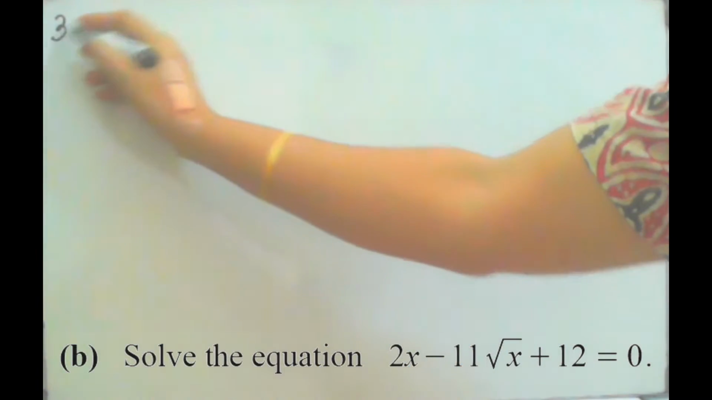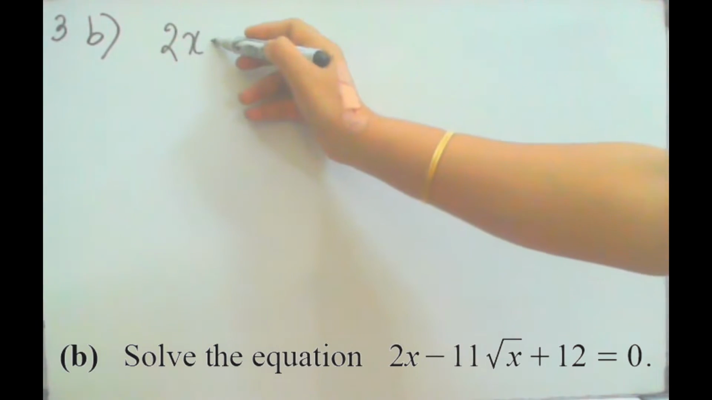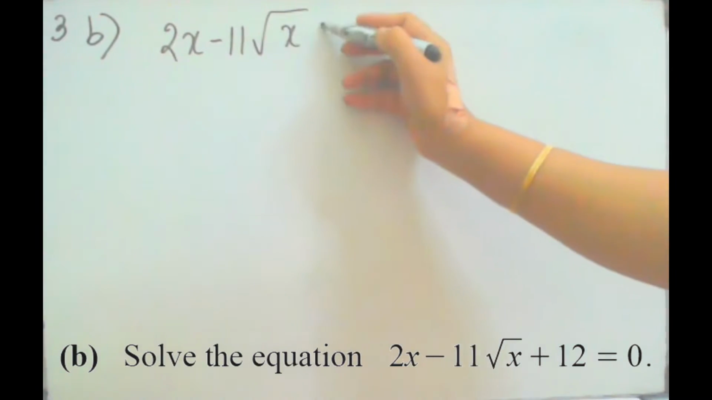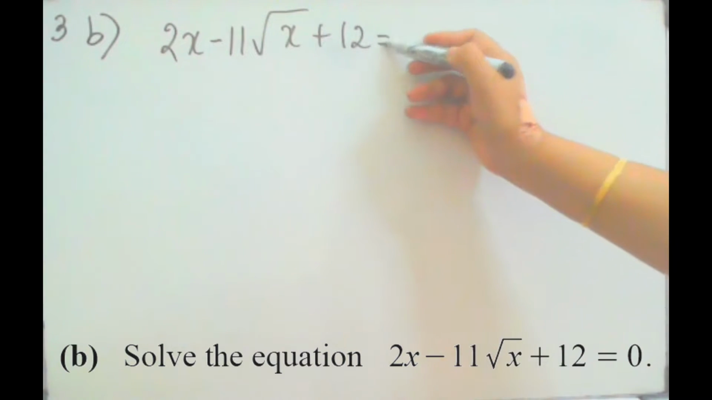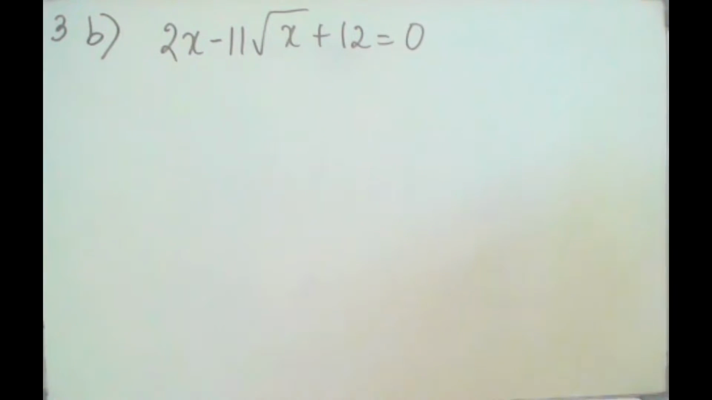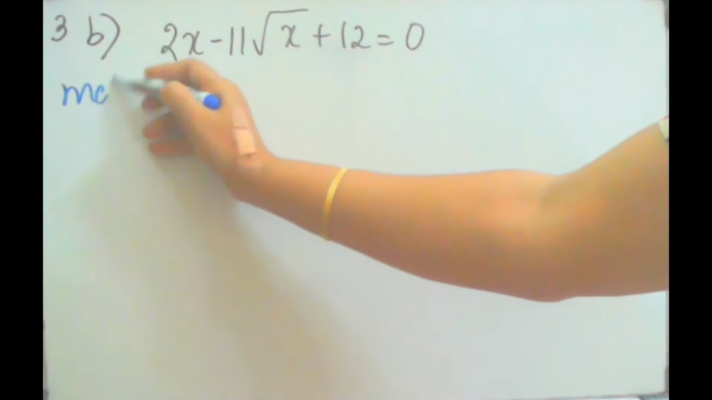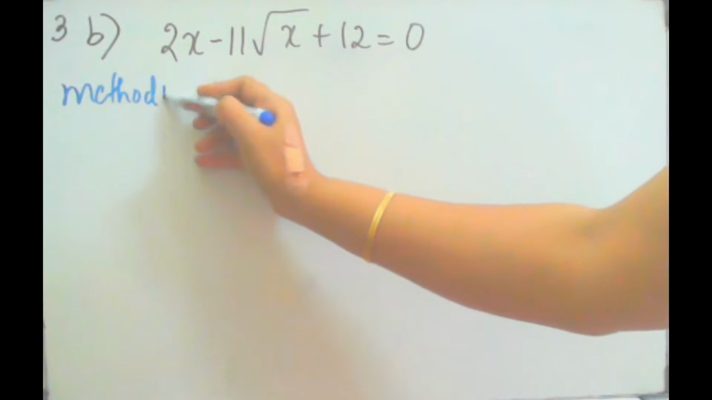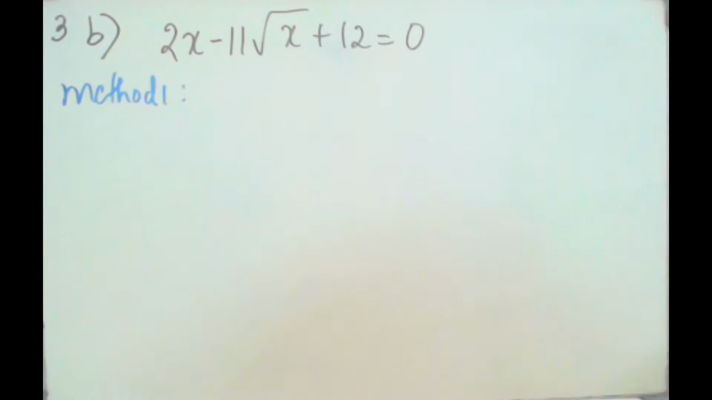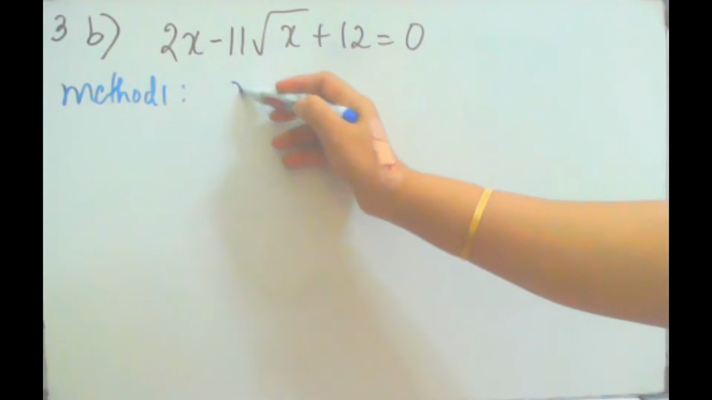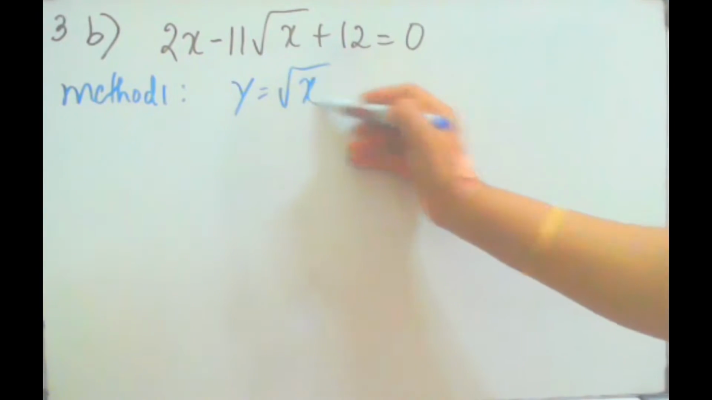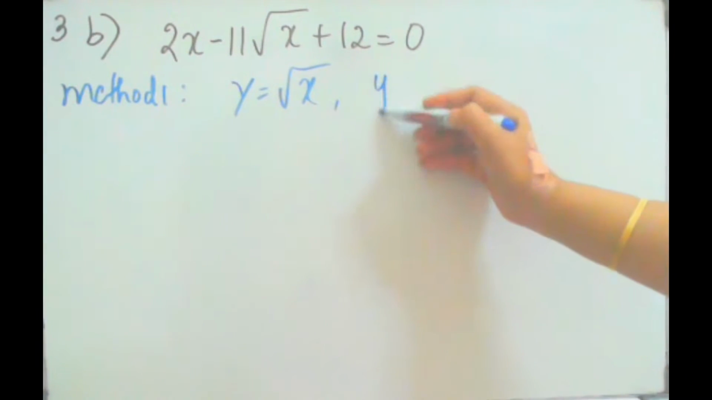Let's go to 3b now. Solve the equation 2x minus 11 root x plus 12 equal to 0. So here also we have two methods to solve this. Let's do method 1. Check which method is easier for you. You can follow that.